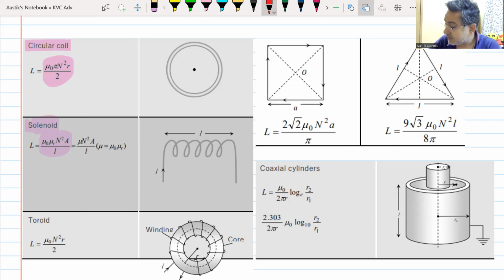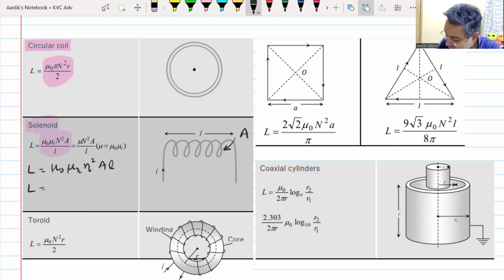If you want to write it in terms of number of turns per unit length, you can write the value of L as mu naught into mu r into n square into A into l. Here this small n will be the number of turns per unit length. A is the area of cross section of the solenoid, pi into r square. Do we understand this? Yes, sir.